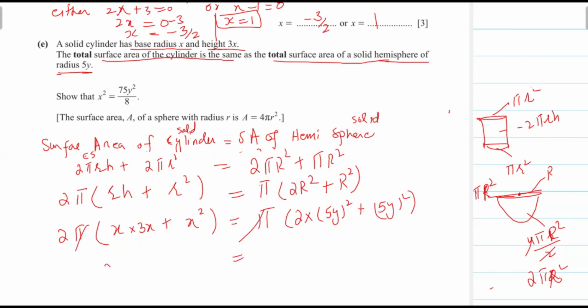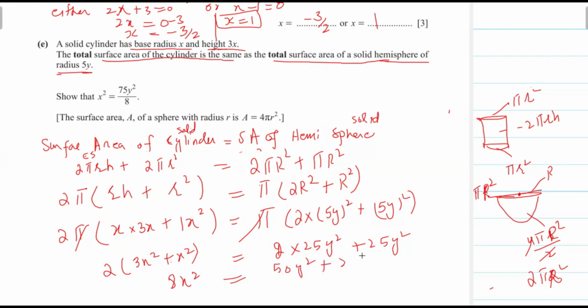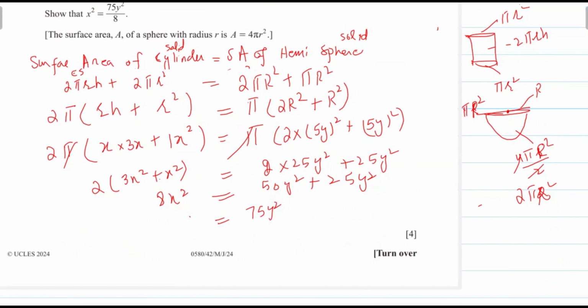We can write 2 into 3x square plus 1x square, and this will be equal to 10 into 25y square plus 25y square. 3 plus 1 is 4, and 4 times 2 is 8x square, equal to 50y square plus 25y square, and therefore x square will be equal to 25 over 8 y square.